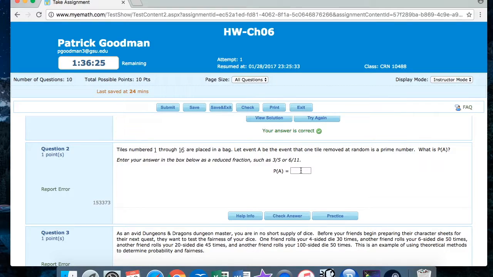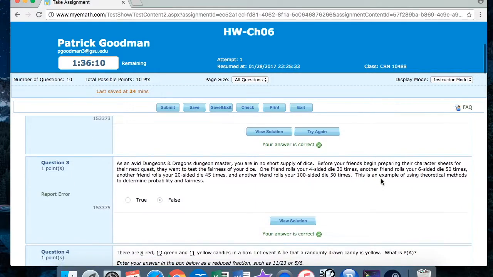So in other words, here it says what's the probability? So we have 6 divided by 16, or you can reduce this. This would become 3, and this would become 8. So 3/8. And that answer is correct.